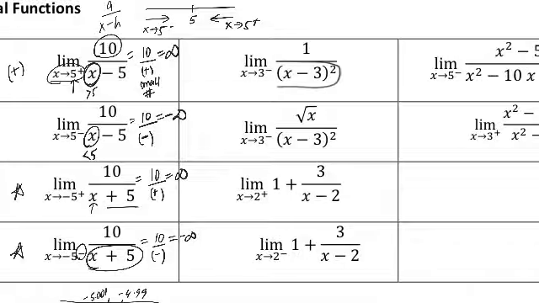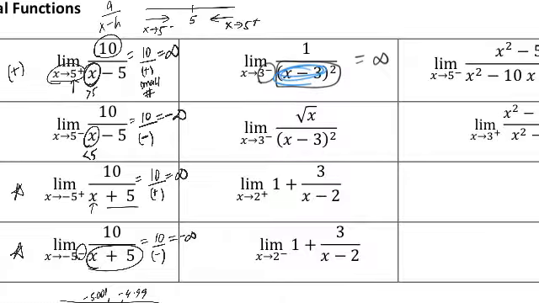Sometimes the thing on the bottom is squared. So you're approaching 3. We have a vertical asymptote because the denominator is getting closer and closer to 0. Obviously, if x gets closer and closer to 3, then x minus 3 gets closer and closer to 0. When you square that, though, it's always positive. So this is going to be positive infinity.